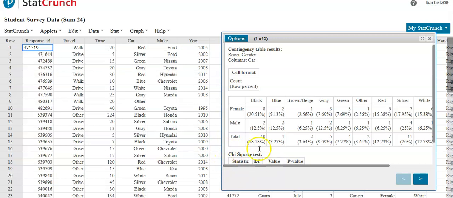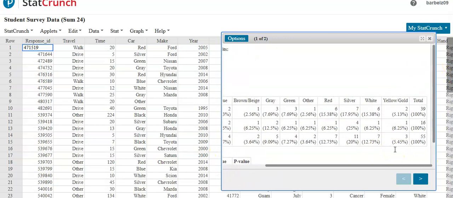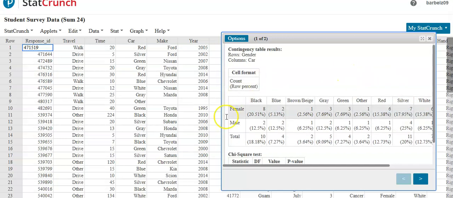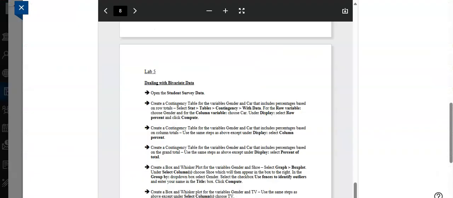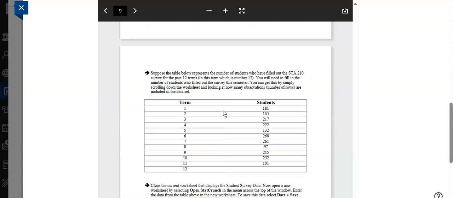We don't care about this chi-square test down here. That has nothing to do with what we want. So we've got this information right here. This is just the row contingency table. For the column contingency table, I would have done the exact same thing, except under that display, I would have chosen column. So let's go back to the page where we wanted to answer 21.